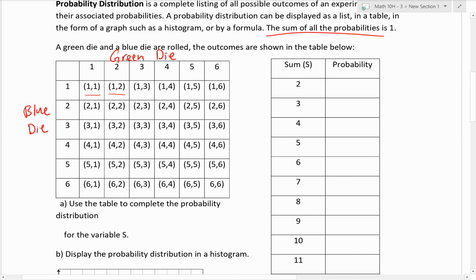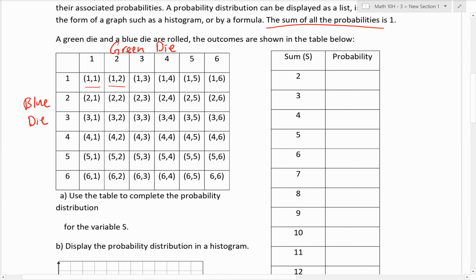So on the left column, these are the total possible sums that we can actually get, right? 2 came from 1 plus 1, right? That's the sum of these two dice.